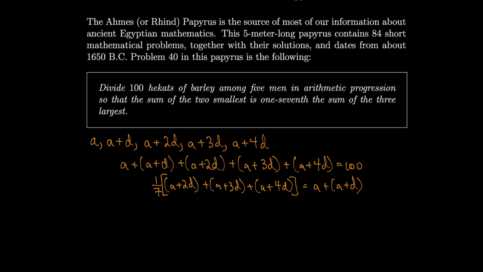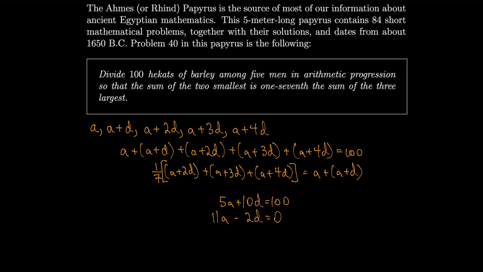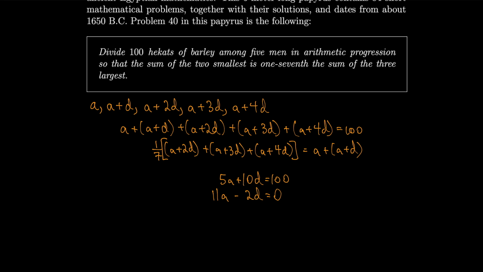And then, like I said, we'll simplify the top equation, and we'll get 5a plus 10d is 100, and then the second equation simplifies to 11a minus 2d equals 0. So if we plug in a equals 1, then that would tell us that d is 11/2.